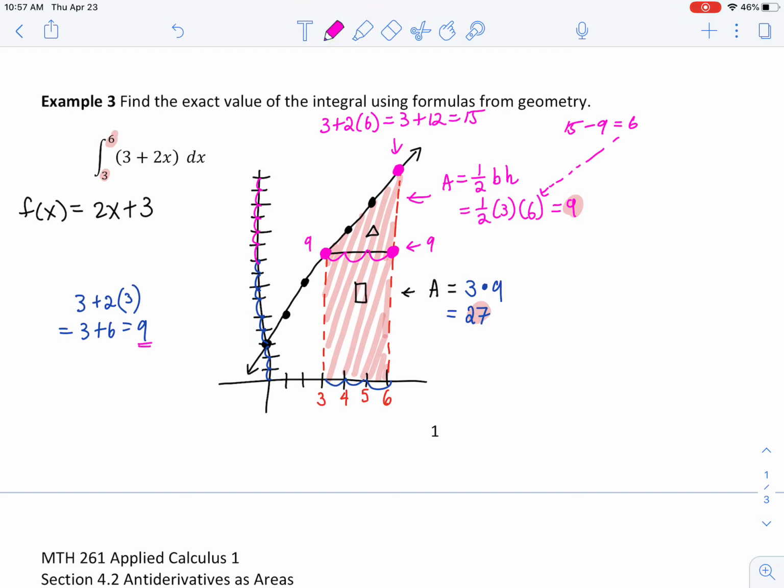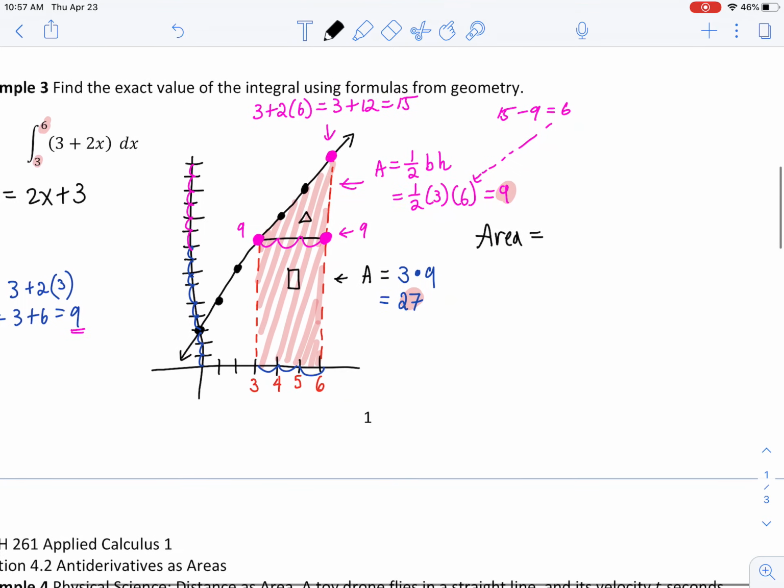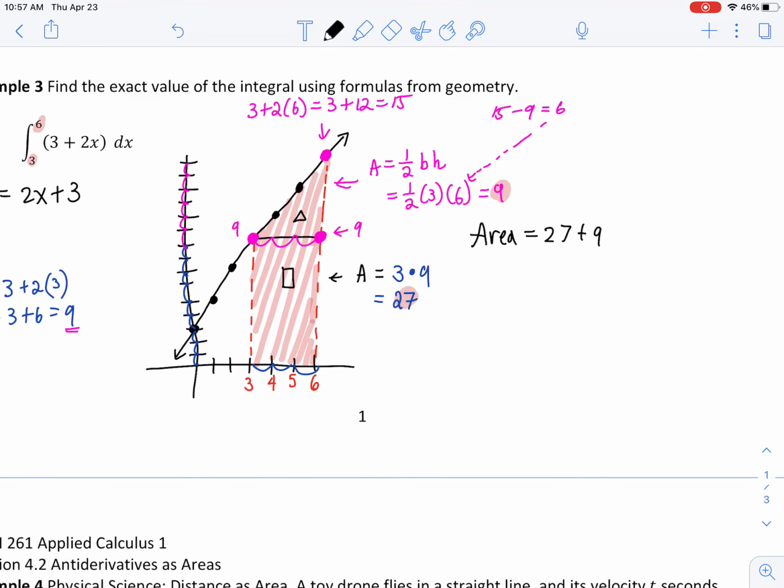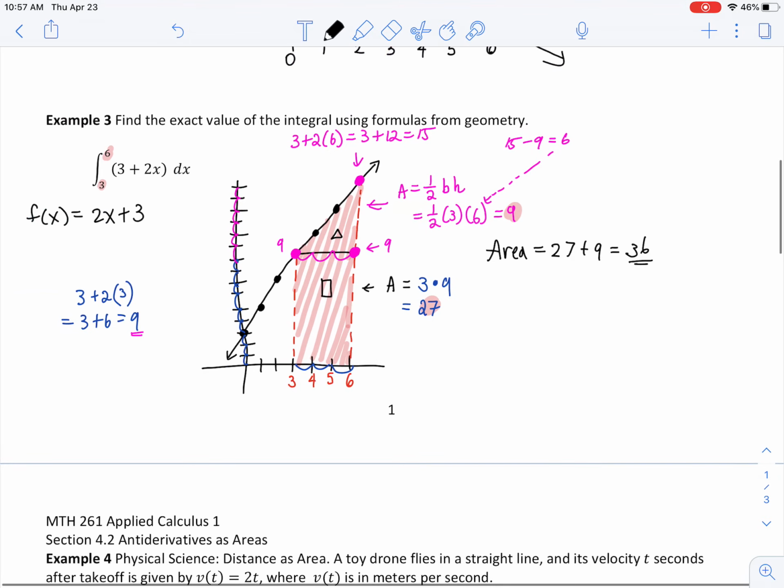But let me go ahead and find the area of that triangle. If I multiply 1/2 times 3 times 6, that's going to be what? 9. So the area of this trapezoid, if you want to break this into 2 pieces and do it that way, I can do 9 plus 27. So the area is going to be 36. Let me go ahead and write that down. So area equals 27 plus 9 equals 36.